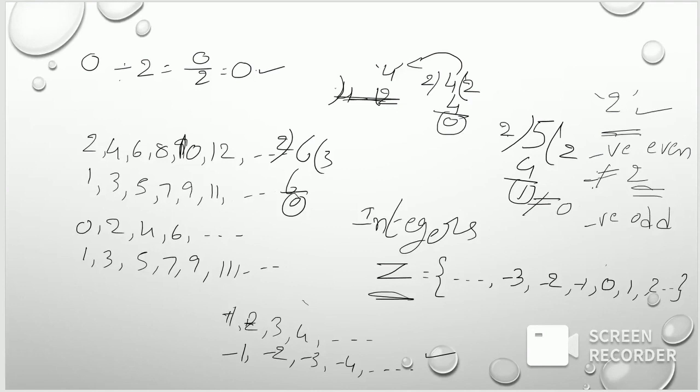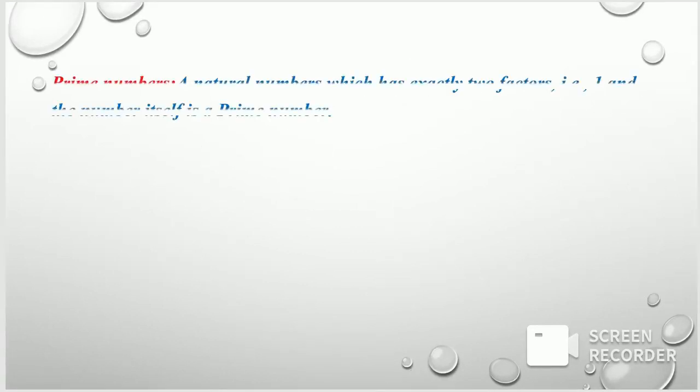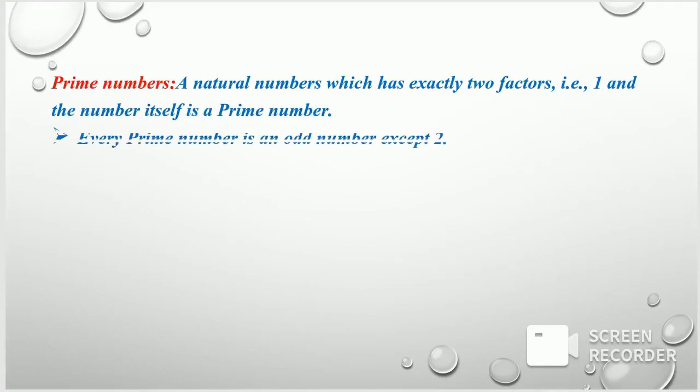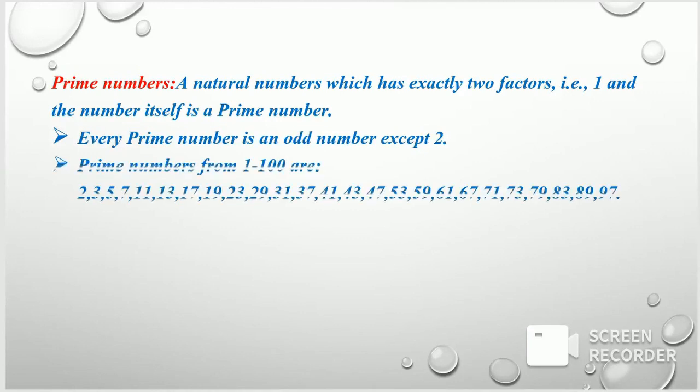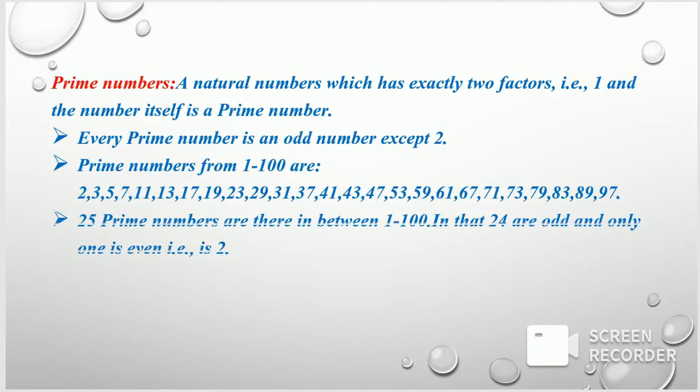Next topic is prime numbers. First, what is meant by prime numbers? A prime number is a natural number which has exactly two factors.